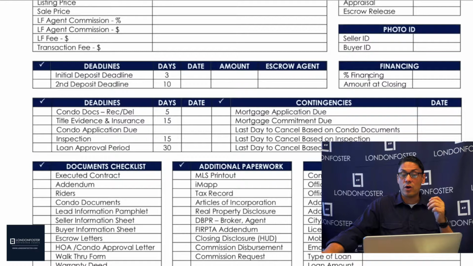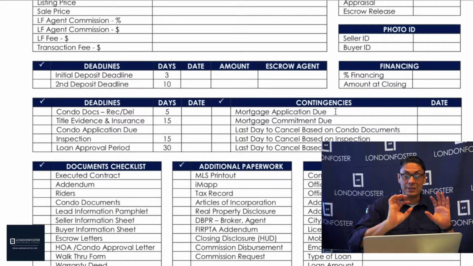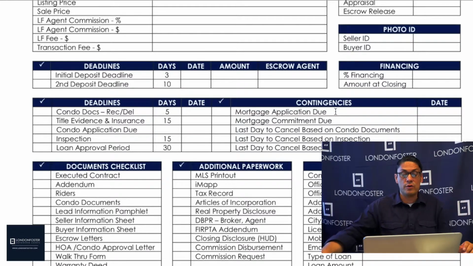It also is going to have all your contingencies, like your mortgage application due, your mortgage commitment due, the last day to cancel based on the condo docs, based on the inspection, and based on the loan approval period. You want to make sure you have all those dates clearly stated and ready for you to look at.